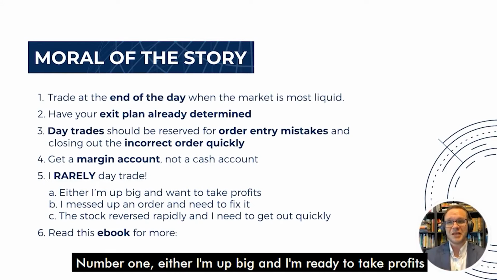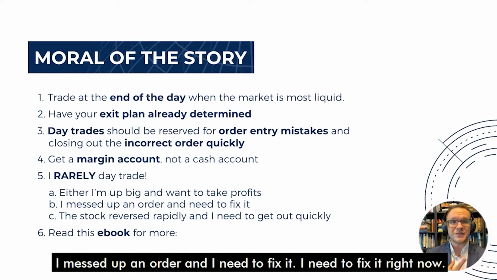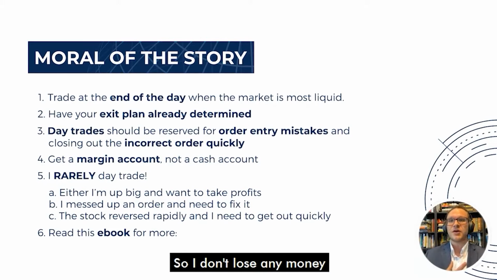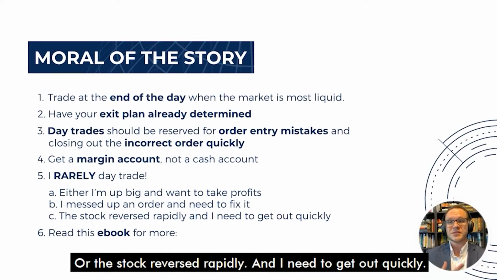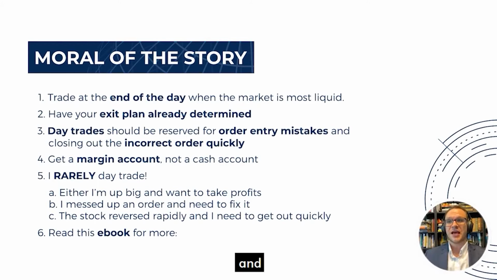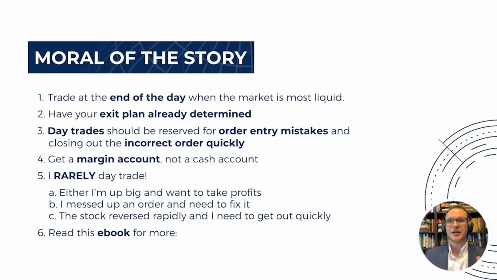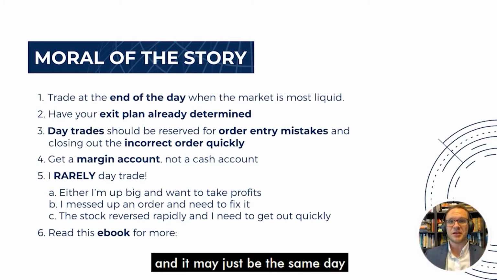Number one, either I'm up big and I'm ready to take profits, which happens on occasion. Or I messed up an order and I need to fix it right now so I don't lose any money. Or the stock reversed rapidly and I need to get out quickly. Let's say you bought the top and the next hour it's just gone down 5%. Stuff like that happens, and you've got to get out. Like, you made your unbreakable plan. Now is the time to get out. And it may just be the same day.